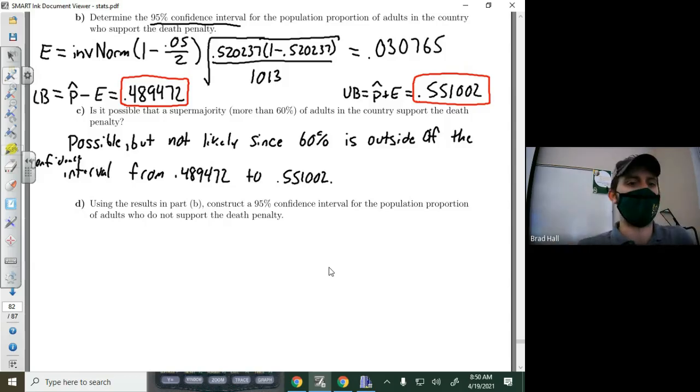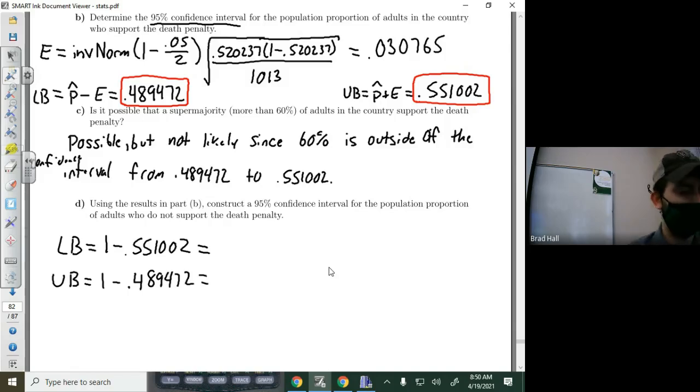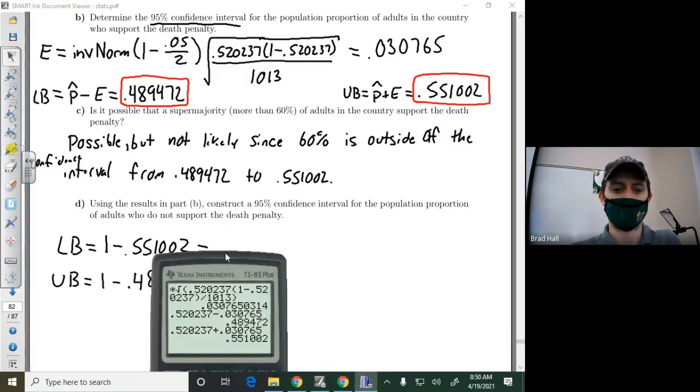The lower and upper bound represent proportions, which are percentages. So really, the lower bound of this is 1 minus the upper bound of the original one. You might think, why the upper bound? I'll explain that in a second. And then the upper bound is 1 minus the original lower bound. Yeah, so you might be thinking, why am I switching these two? Well, the reason why ultimately comes down to what their values come out to be.